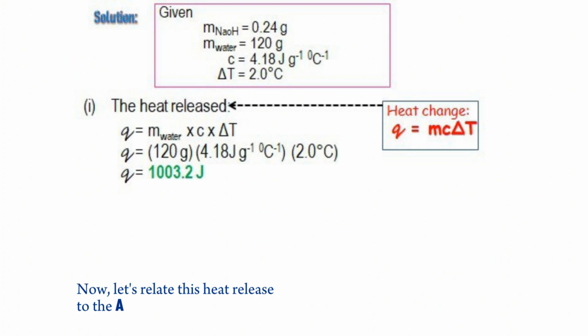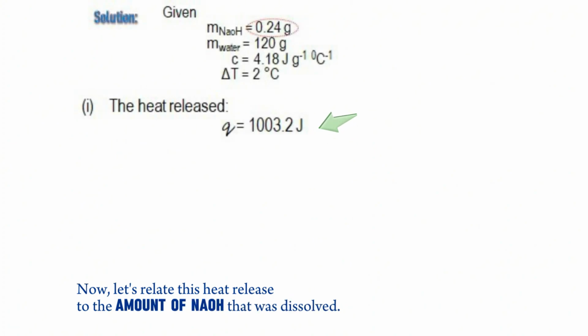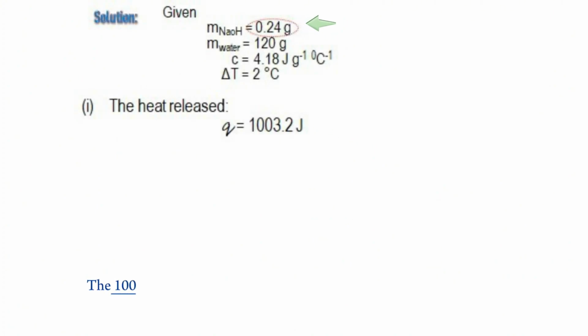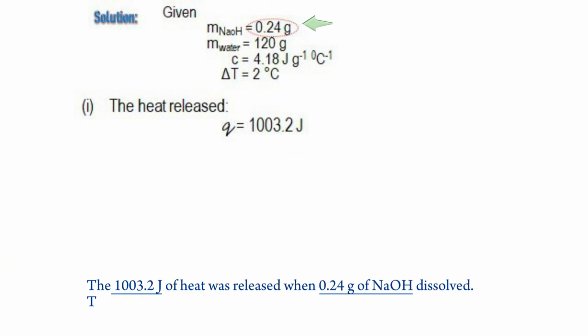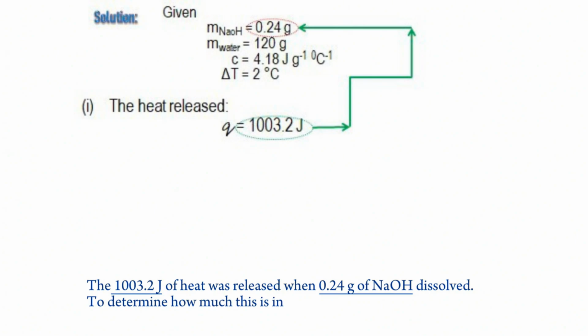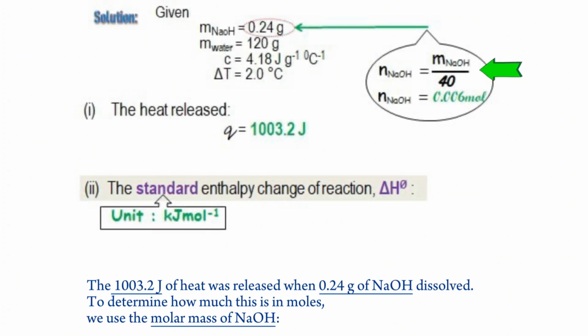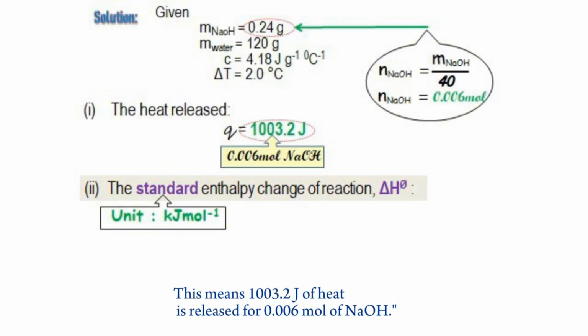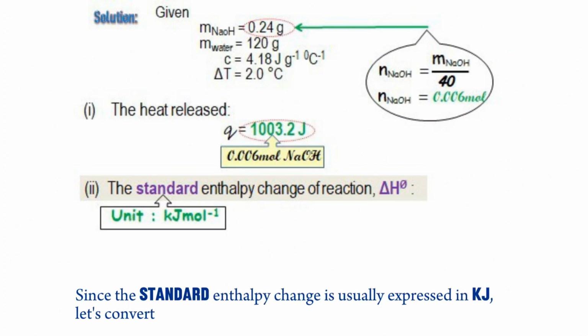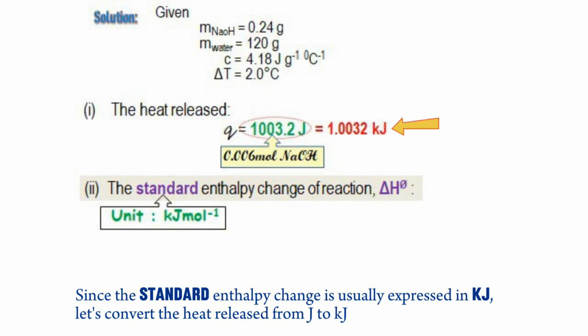Now, let's relate this heat release to the amount of NaOH that was dissolved. The 1003.2 joule of heat was released when 0.24 gram of NaOH dissolved. To determine the number of moles of NaOH, we use the molar mass of NaOH. Since the standard enthalpy change is usually expressed in kilojoule, let's convert the heat release from joule to kilojoule.